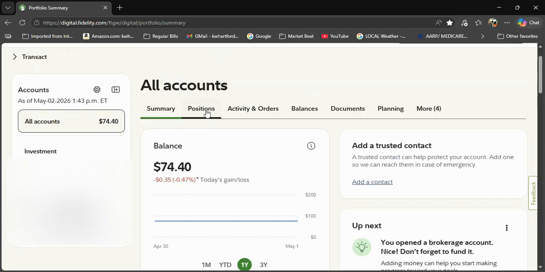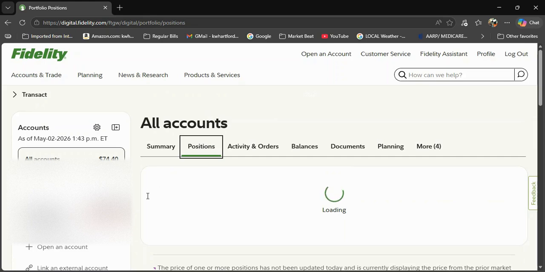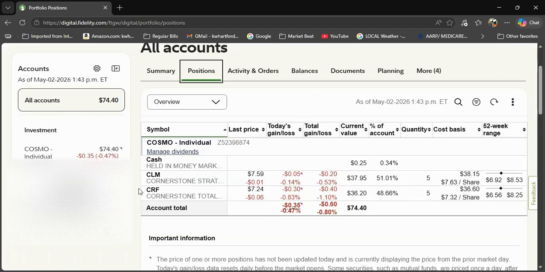And position-wise, he's bought 5 shares of CLM at $7.59 a share, and 5 shares of CRF, both Cornerstone stocks, at $7.24 a share. And he's got a total of 10 shares between the two accounts.